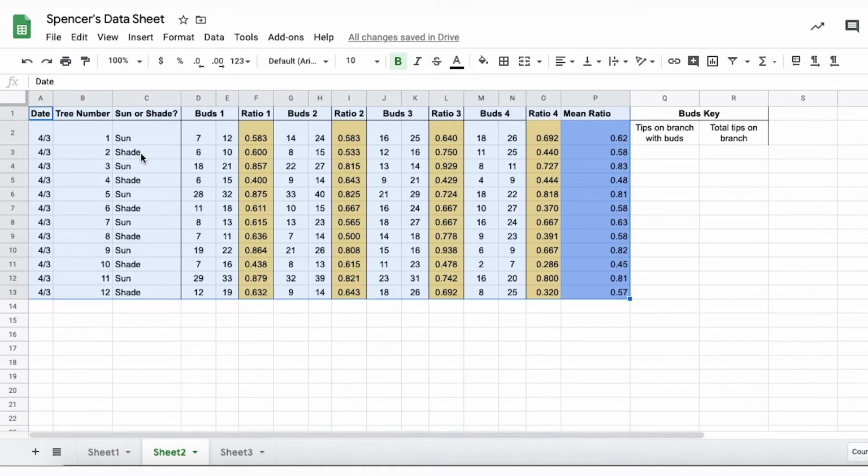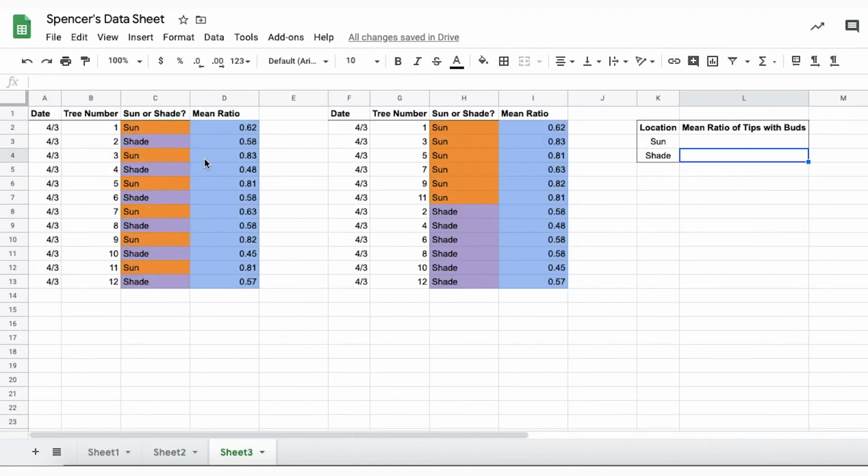I did one more thing to help us graph on the third sheet here, which was where I took the mean ratio of buds here in blue compared to whether something was in the sun or the shade. In this one, you can see I grouped all the ones in the sun together and all the ones in the shade together. This is going to make it really easy for me to calculate the average number or ratio of tips with buds for all my sun trees and all my shade trees.